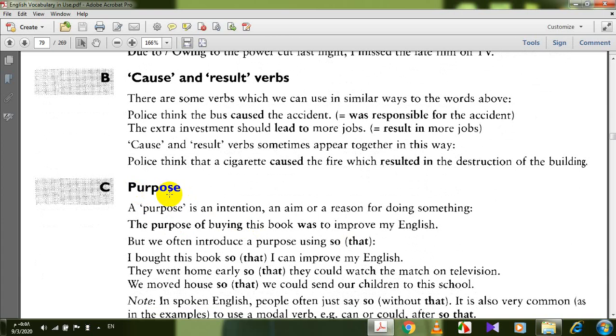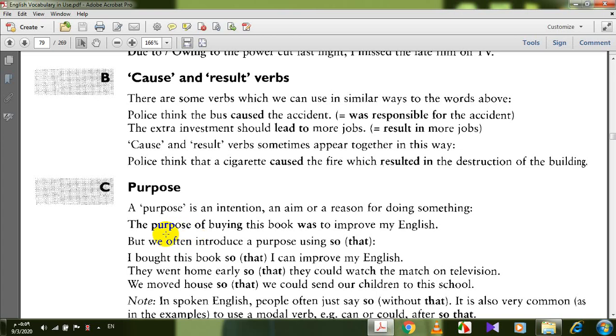We know a purpose is an intention. Yes, of course. A purpose is an intention, an aim, or a reason for doing something. The purpose of buying this book was to improve my English. Why did you buy this book? I bought it to improve my English.